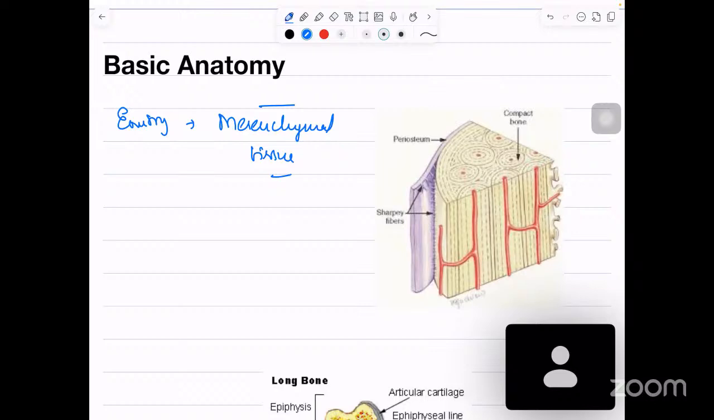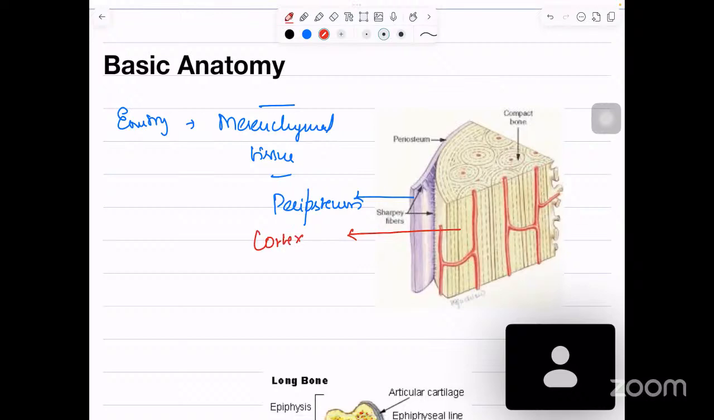When you take a bone as such, you will first see a periosteum. Periosteum is the outermost covering of a bone. Peri means outer, osteum means bone. So this is the outermost covering. After removing the periosteum, you will see a thick part which is known as the cortex.